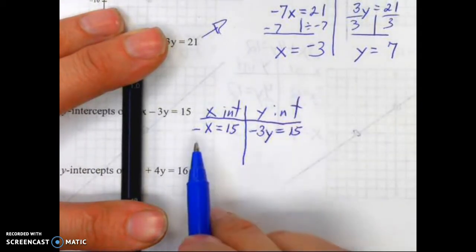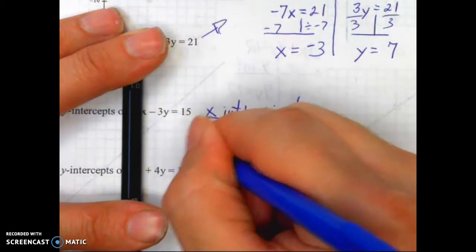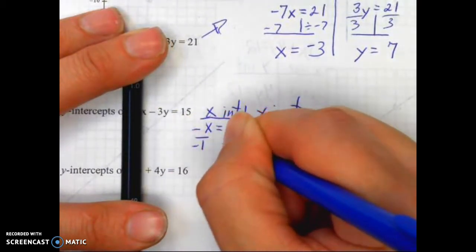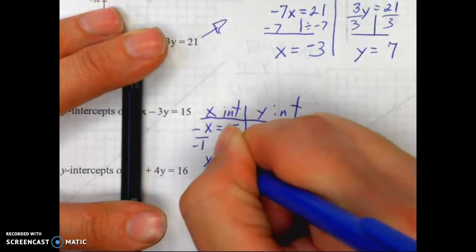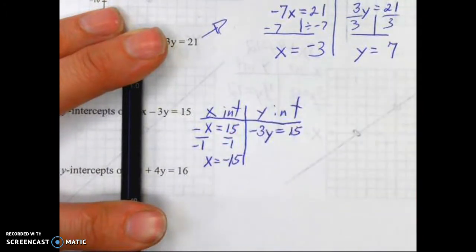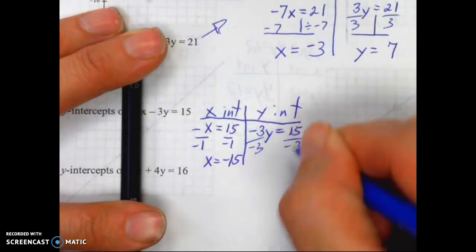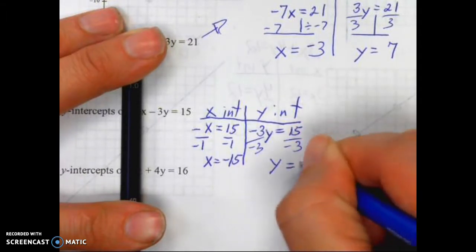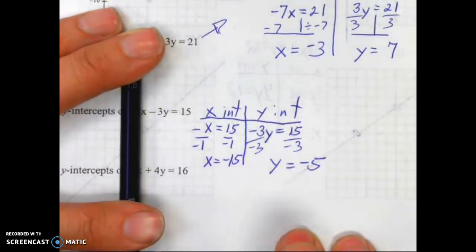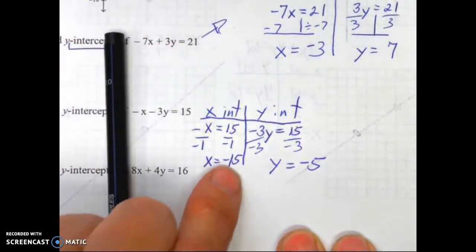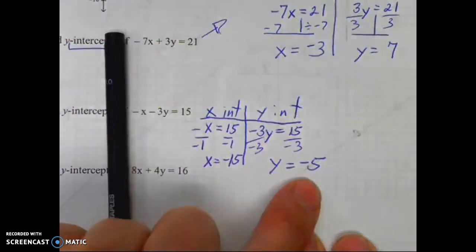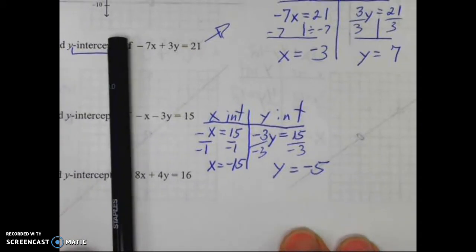Now, remember, if you have a negative x, it's like dividing by a negative 1. And x equals negative 15. Over here, divide by negative 3, divide by negative 3. The y will equal a negative 5. So, my x-intercept is negative 15. My y is negative 5. So make sure you do show this stuff.